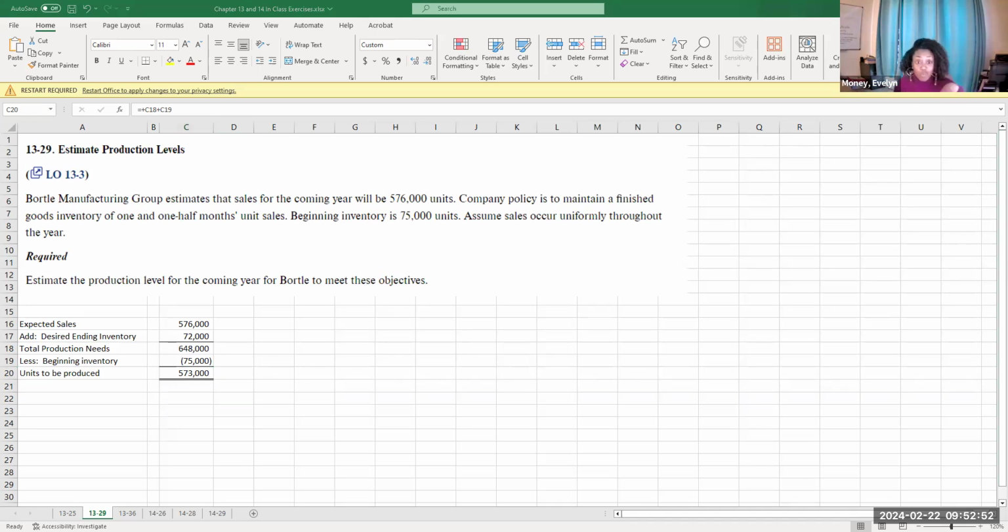On that production budget, we're going to do another one where we get to see it for multiple periods rather than just one period. But just remember, expected sales is your starting point. You add ending inventory and subtract beginning inventory to arrive at the number that you're working towards. Let's see the next one.